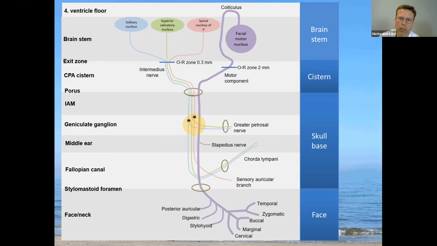So when you have lesions in neurosurgery, it's most often either in the cistern when you operate for acoustic neuromas or CPA lesions, or it's in the petrous bone when you do various skull base approaches. So that's where you have the lesions, and it will depend where the lesion is, how many of these deficits you will have.